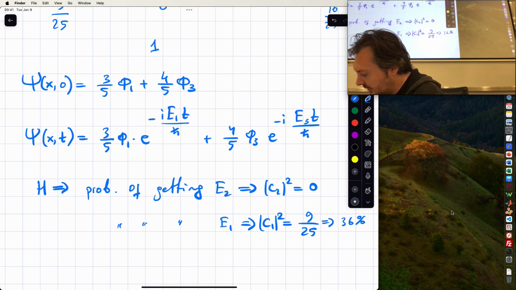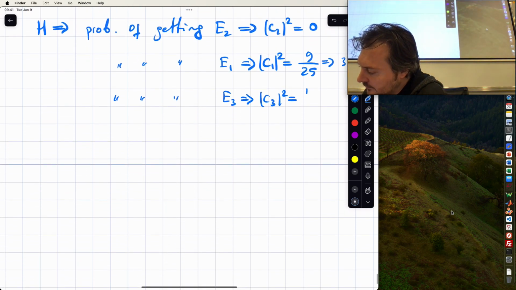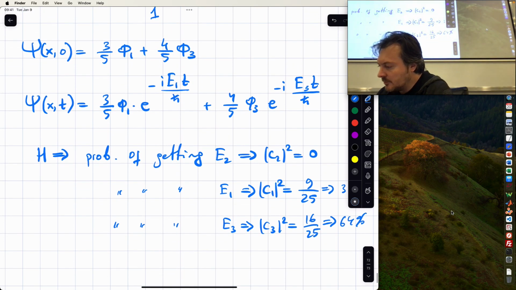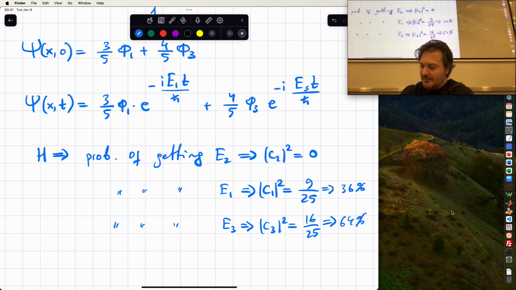Am I doing something wrong? No. Probability of getting E3 is C3 squared, which is 64%. And there is no other probability. Wherever I put it, this one is better for now. Do you have any questions? Have you learned something new today? Yes? I hope so.